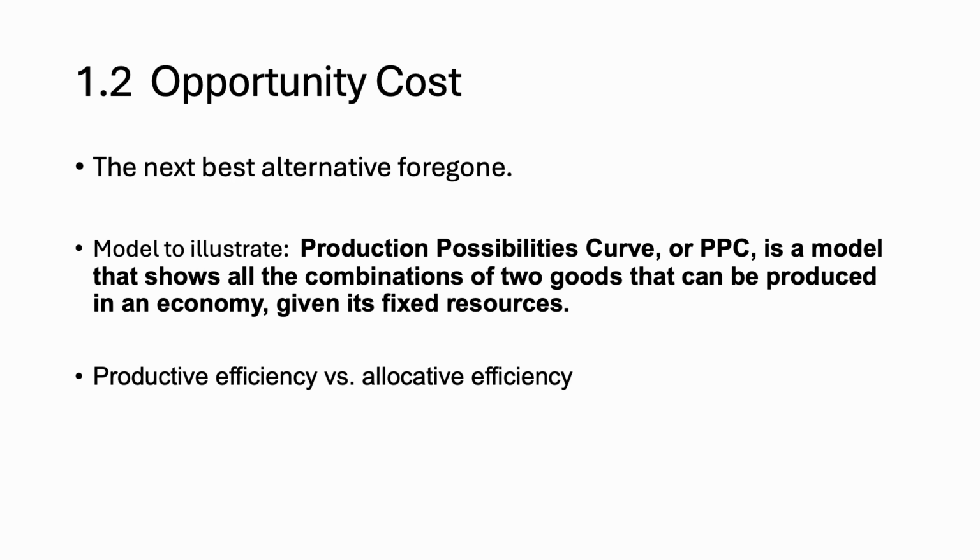Allocative efficiency is indeterminate just by looking at a PPC, because allocative efficiency is the optimal distribution of goods. It's when the society or the economy is getting the goods they want in the combinations that the society wants. And we can't tell that just by looking at the PPC. We have to be told what that combination of goods is.